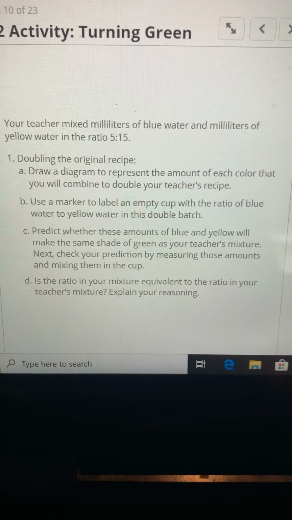So remember when we were doing equivalent ratios, they're the same as equivalent fractions. So I have 5 over 15. I find it easier to do it this way. Blue to yellow. And if you're going to double it, that means you're going to times it by 2. So we're timesing both by 2. So this would be 10 to 30.